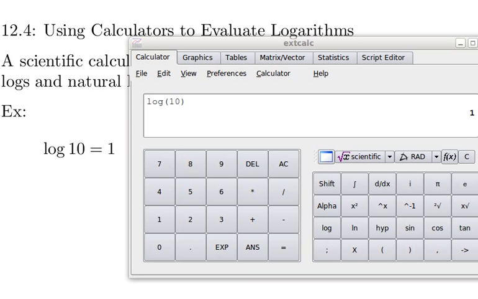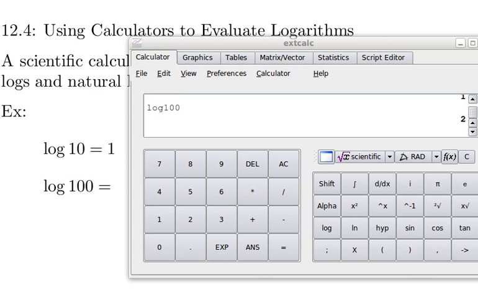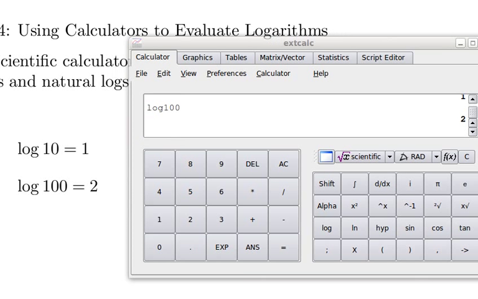Let's do log base 100. Not base, excuse me. I said base a second ago too. I mean common log of 100. So log of 100. Let's see if this works without parentheses. It does. 2. So log of 100 equals 2. Let's go even more to the right so we can see it more clearly.